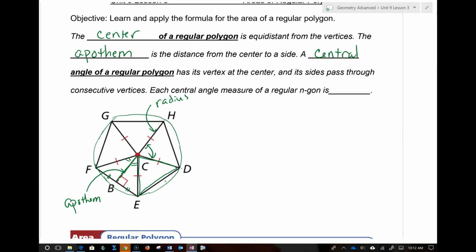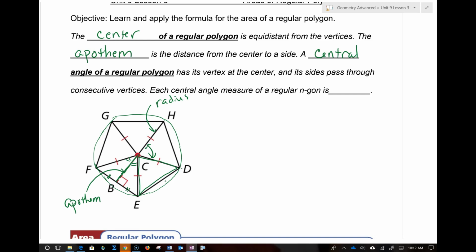But it has to have the radii making the sides. But you now have 5 isosceles triangles that make that pentagon. They're all the same size. So could you use the area of a triangle if you needed to solve for the area of this? Yeah, we could use the apothem and our side length to do that.